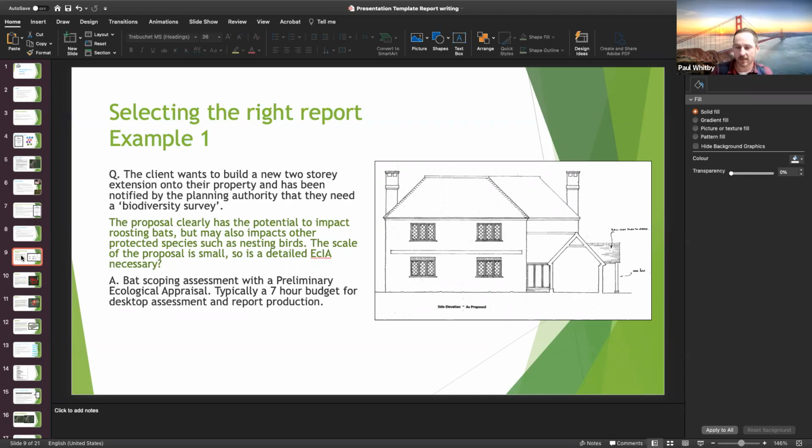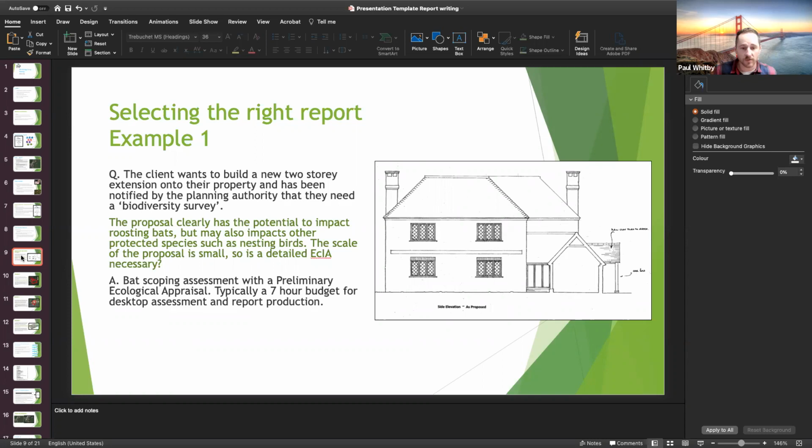But you interpret it because it is a proposal that's clearly going to impact roosting, or has the potential, sorry, to impact roosting bats, either within the roof void or crevices associated with roof tiles or the eaves of the property, let's say. But of course, there's a possibility of impacting other species too. So there could be house sparrows, there could be house martins, or there might be that they've decided to put that extension right on top of a pond that's got good potential for great crested newts. You never know. It does happen.